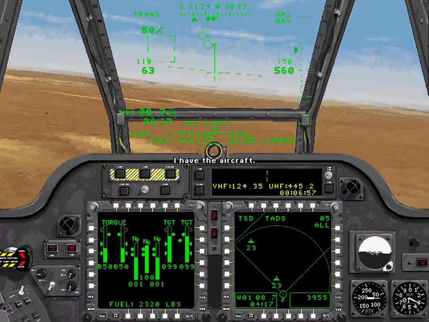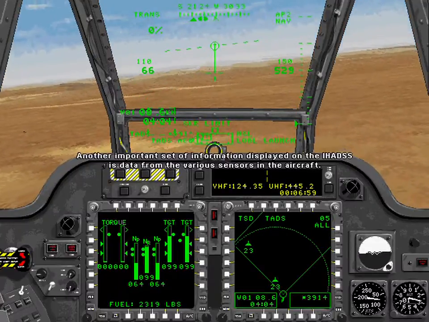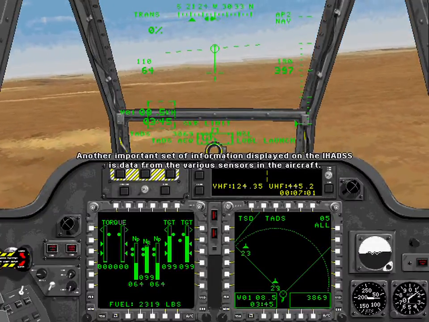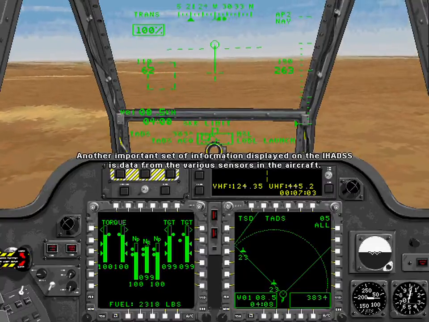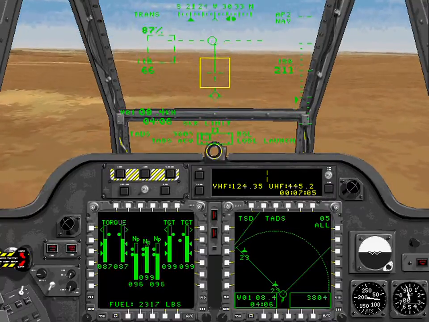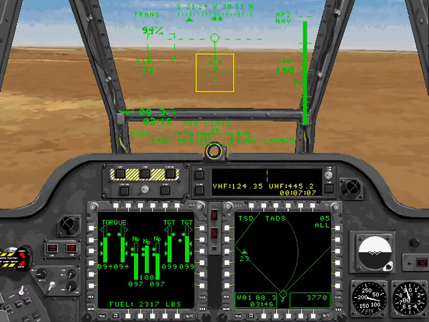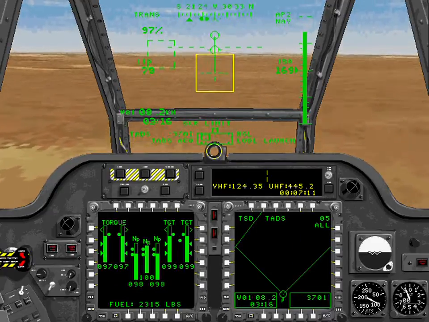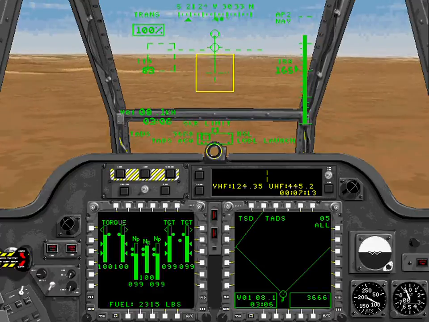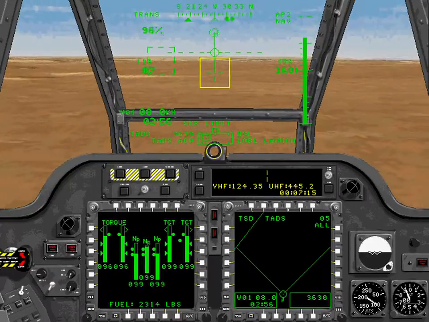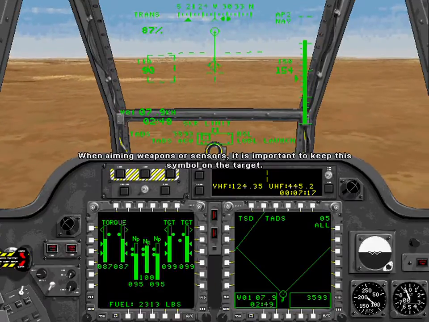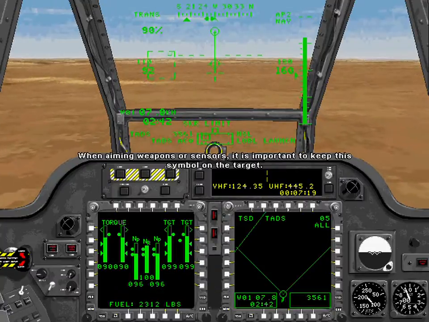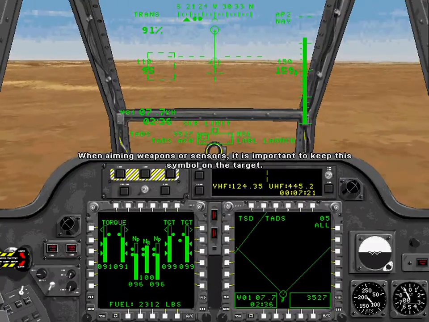Okay, I have the aircraft. Another important set of information displayed on the iHADS is data from the various sensors in the aircraft. The cross in the middle of the sensor represents the center of the field of view, or your line of sight directly ahead. Triple bearing detected. When aiming weapons or sensors, it is important to keep this symbol on the target.